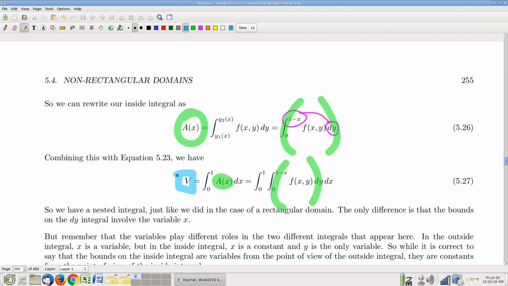Volume is computed by the outside integral, the dx integral. So the inside bounds depend on the outside variable. This is always how it works out. This as a function of the variable further to the outside.